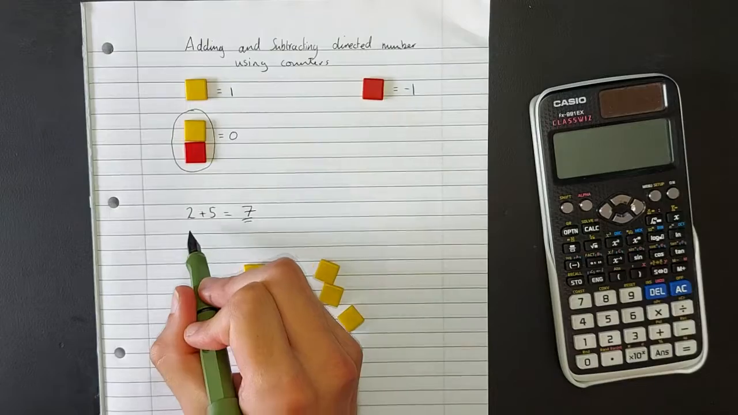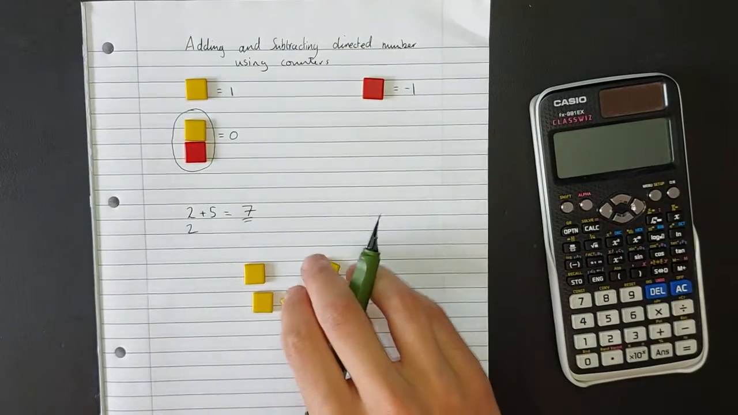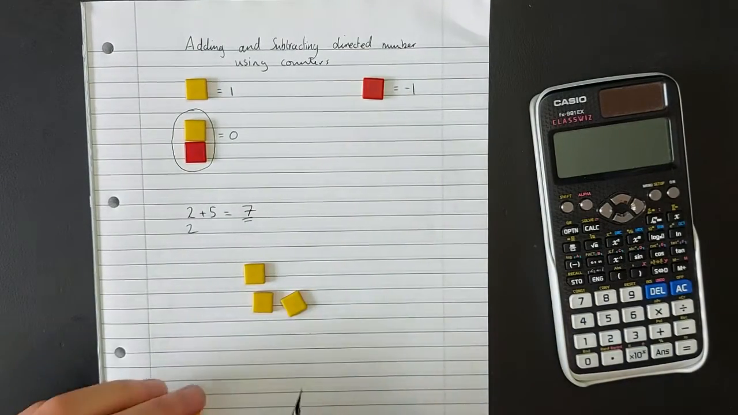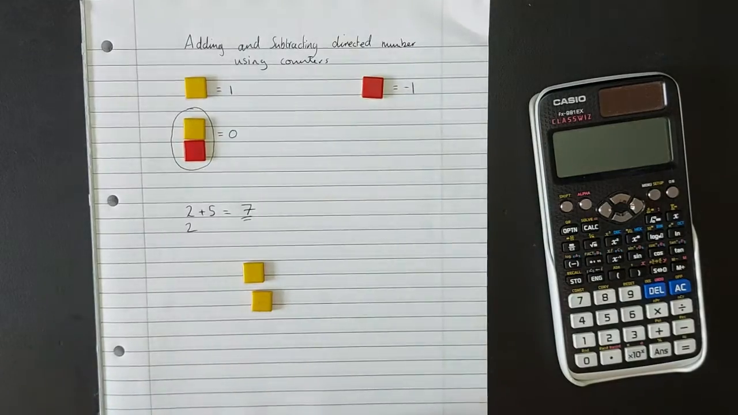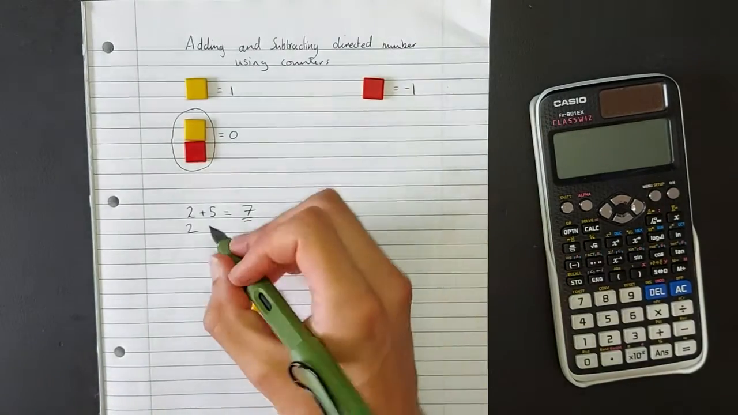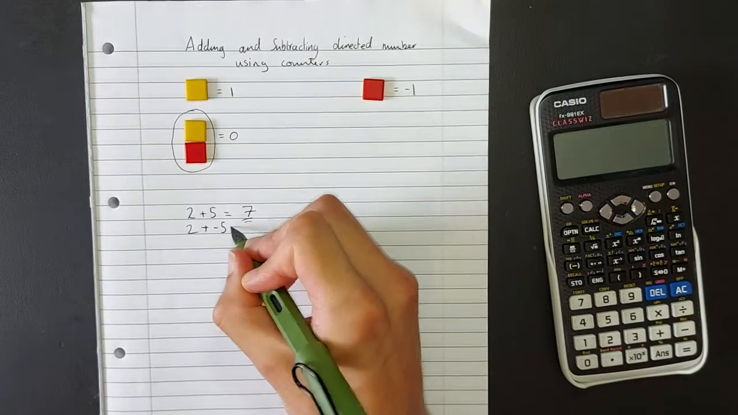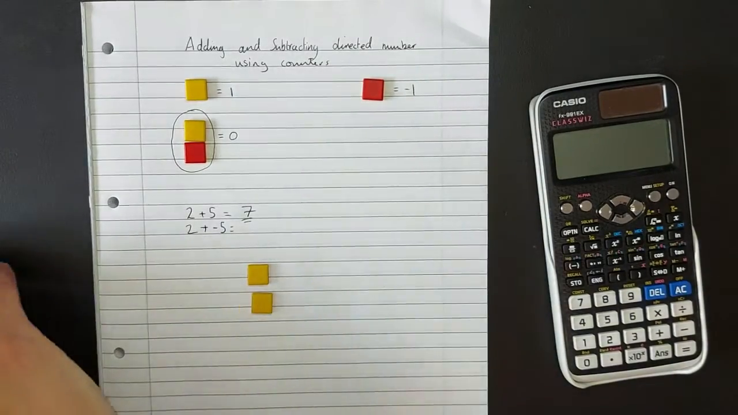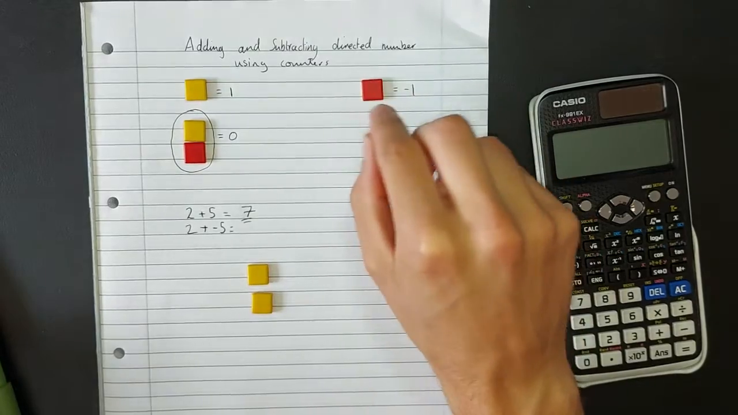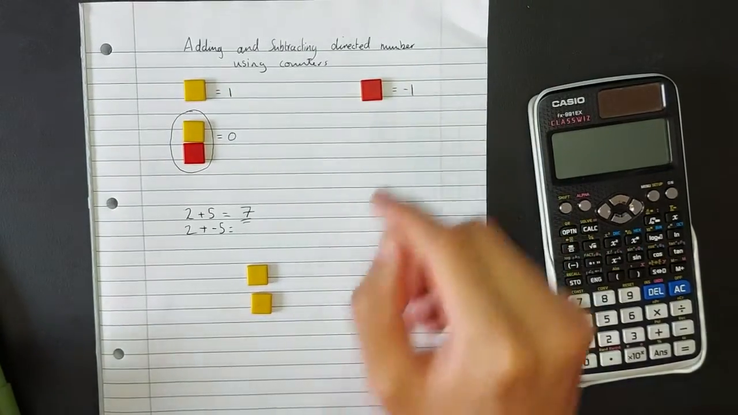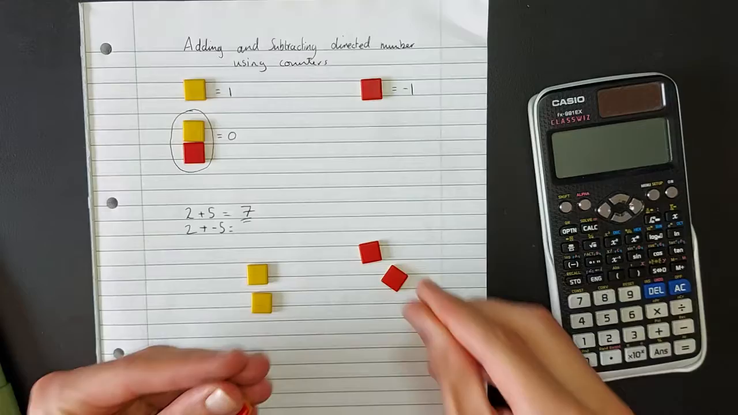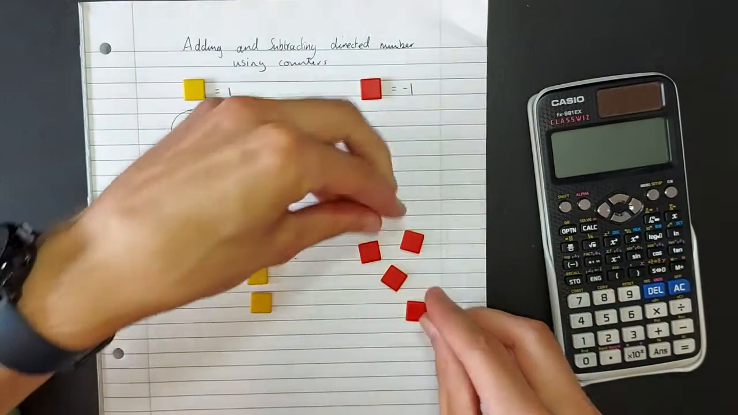Now we're going to start with 2. Get 2 counters, and we are going to add -5 to it and see what we get. So how do you represent -5? Well, -1 is 1 red counter, so -5 would just be 5 red counters.